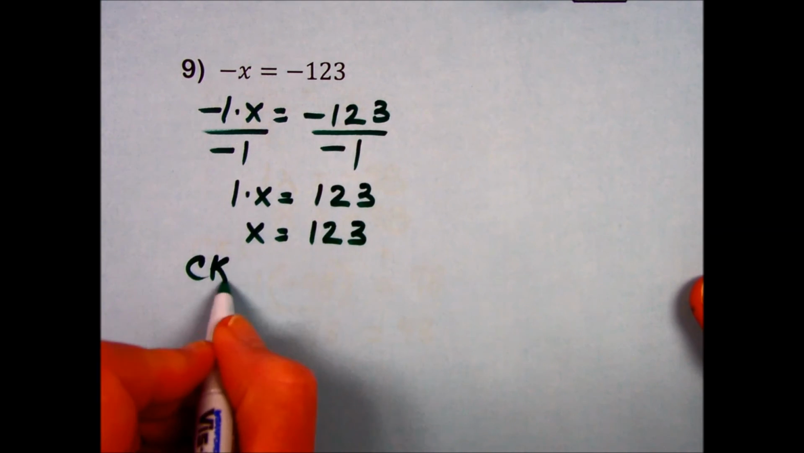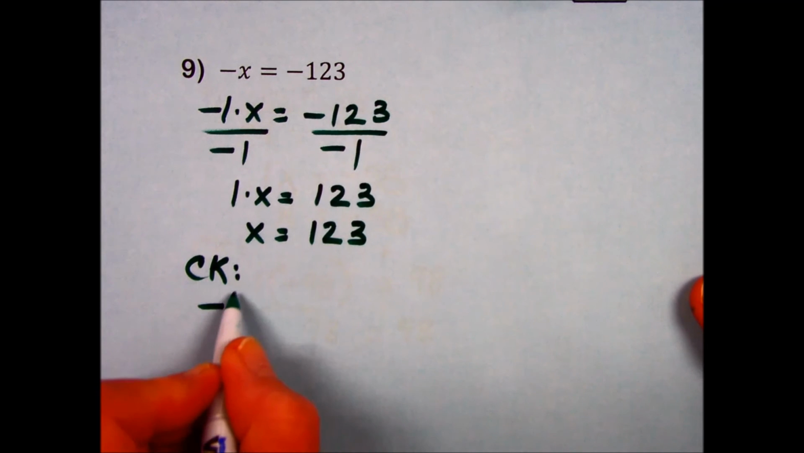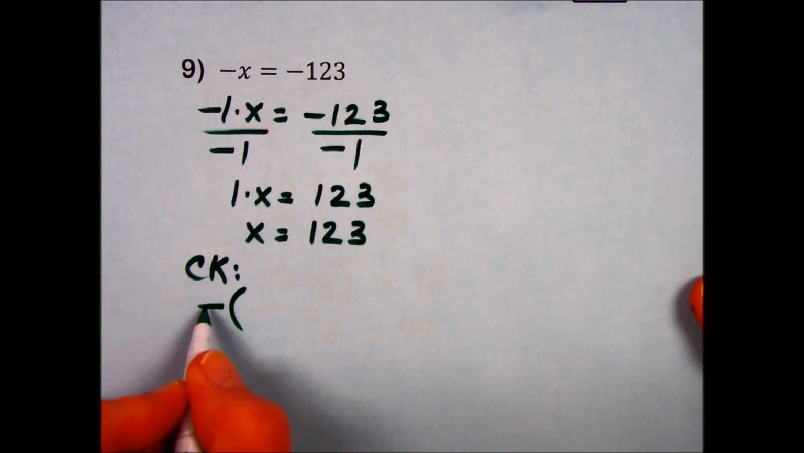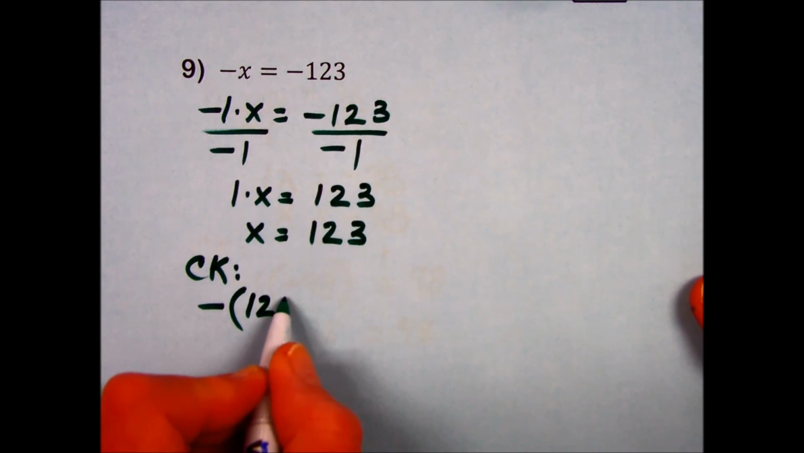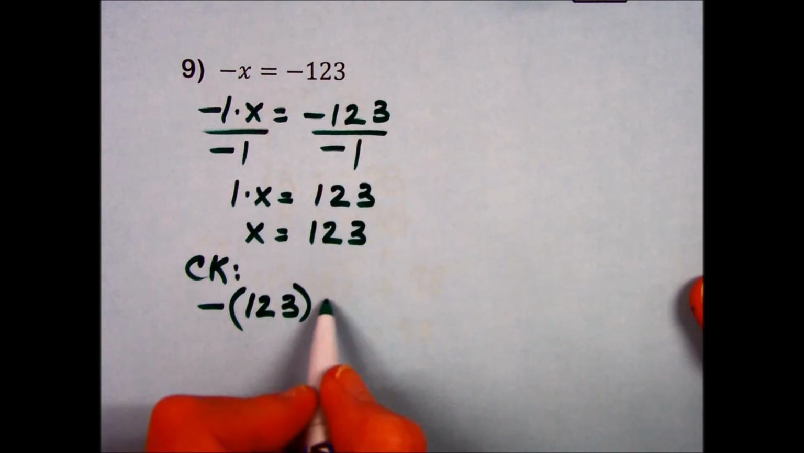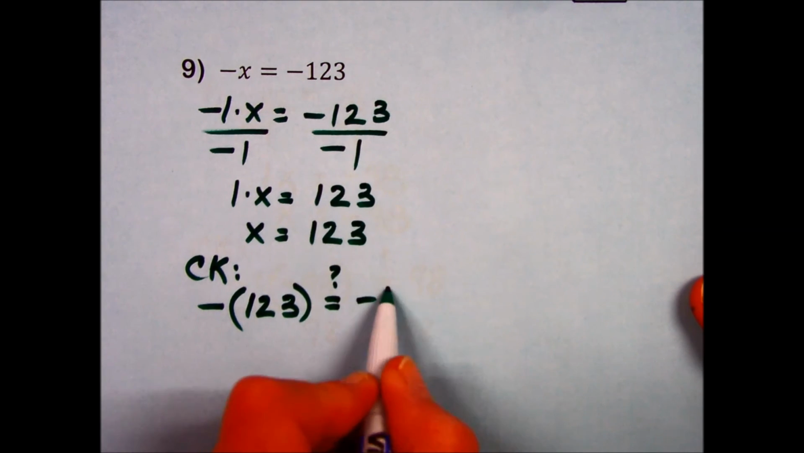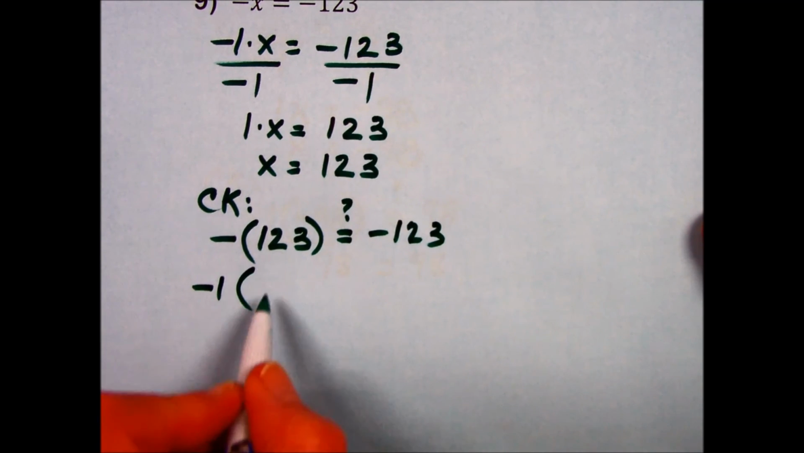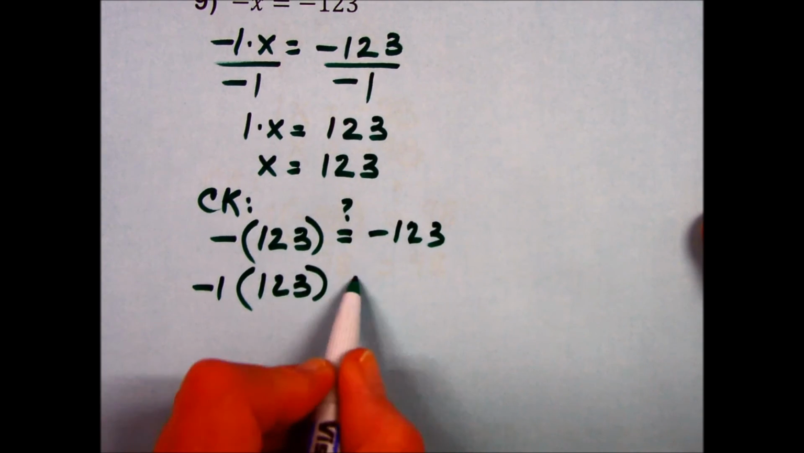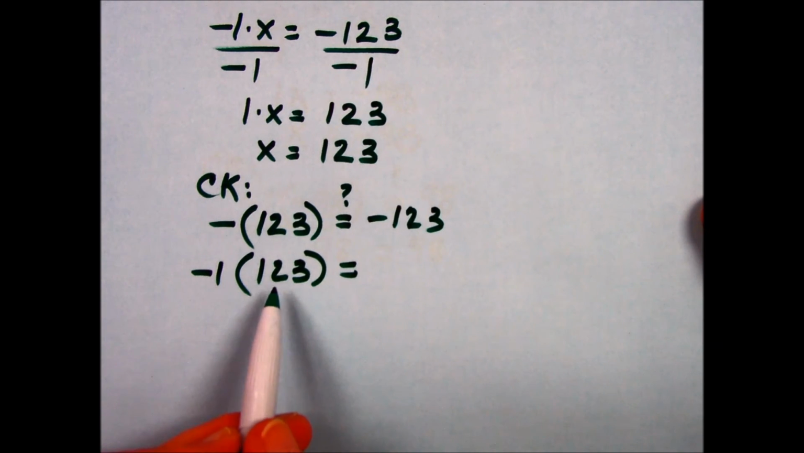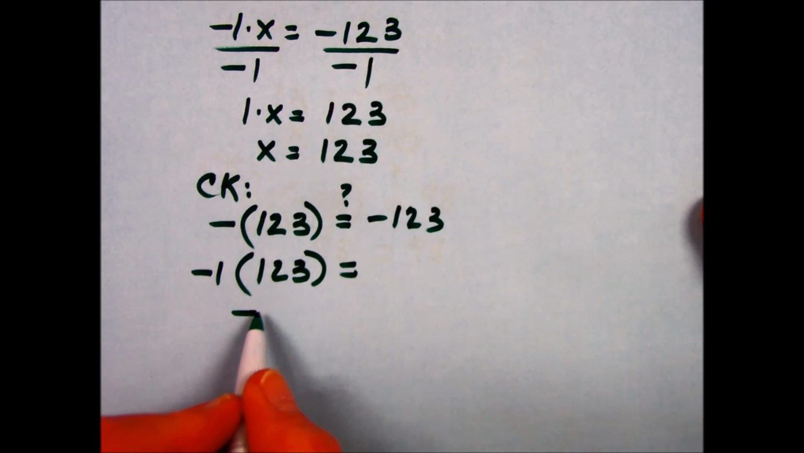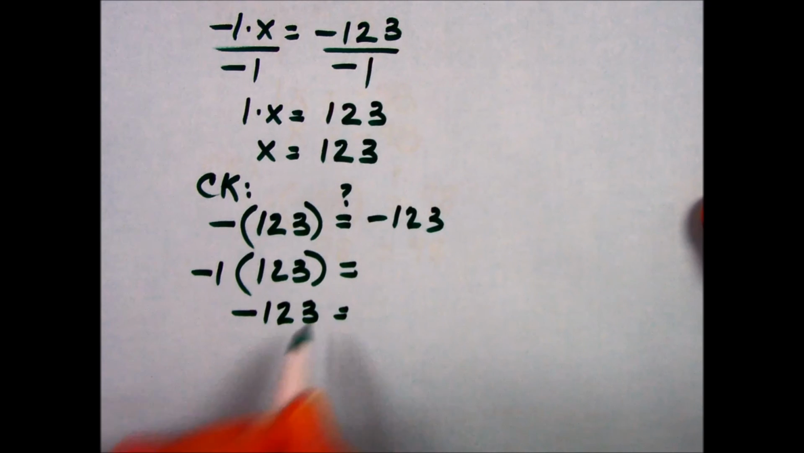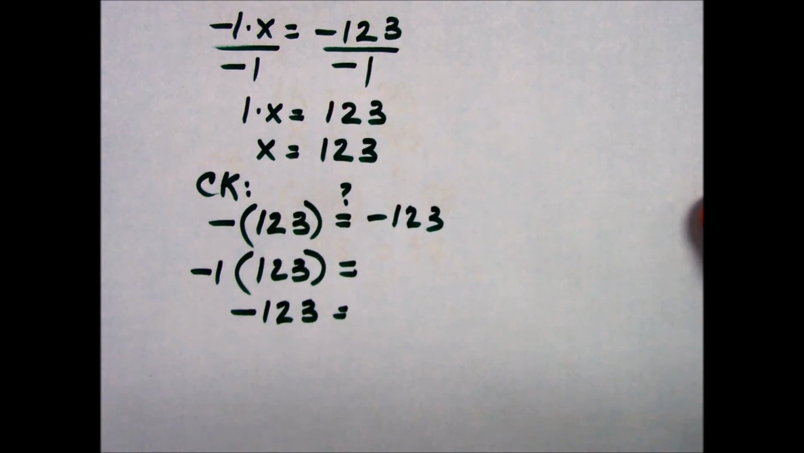To check this problem, the minus is the implied negative 1 of x, which is 123. Does it equal negative 123? Well, the implied here is that this is a negative 1. When you're multiplying a negative times a positive, we end up with a negative result, and we can see if we didn't before, we do have the same value on both sides. So our solution of 123 is correct.